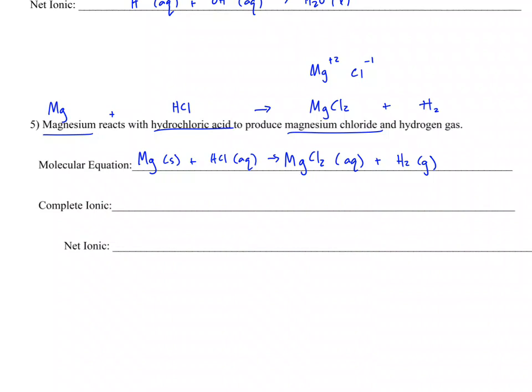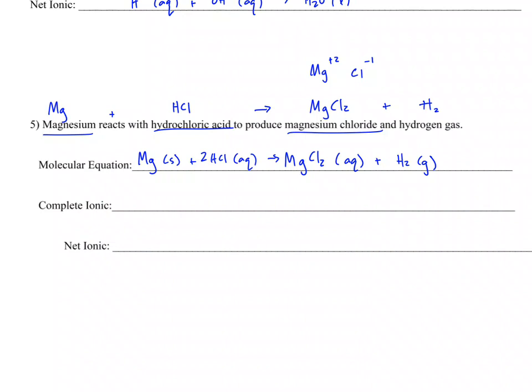Okay, so let's make sure that the equation is balanced. We've got 1 Mg, 1 Mg, 1 H, 2 H's, 1 Cl, 2 Cl's. So let's fix that with a 2 HCl. So now I've got 2 hydrogens, 2 hydrogens, 2 chlorines, 2 chlorines. Now we're good to go.